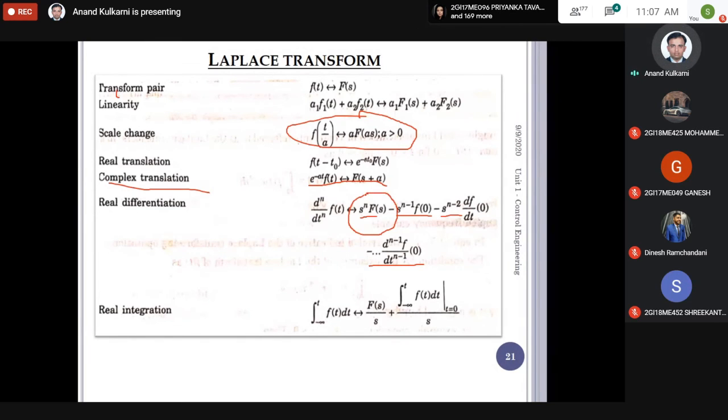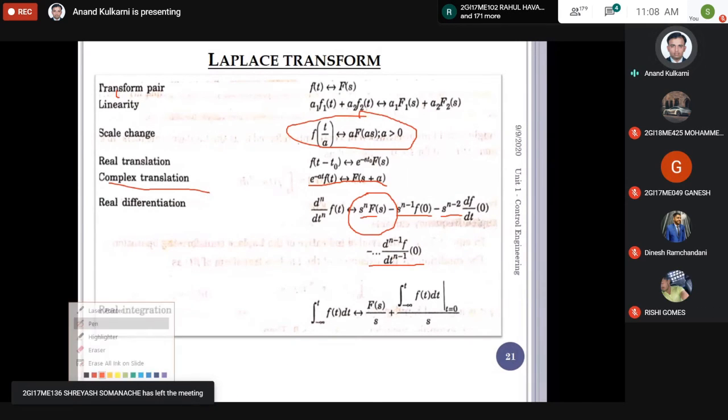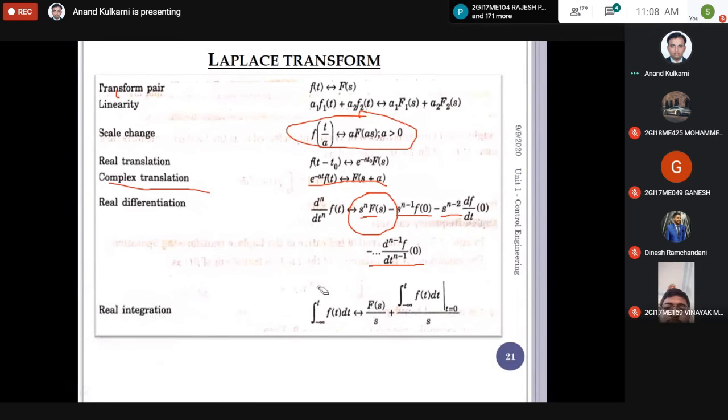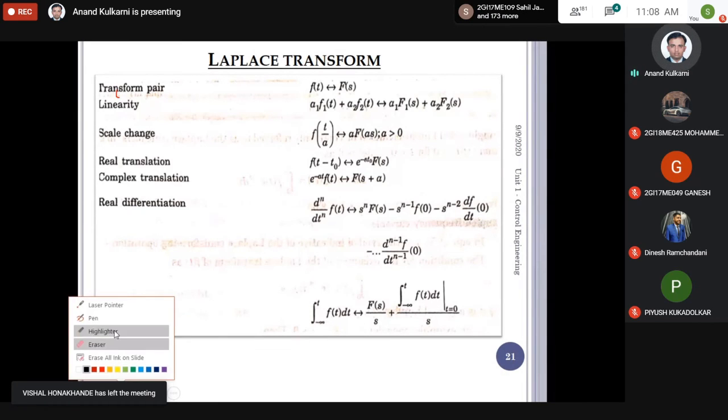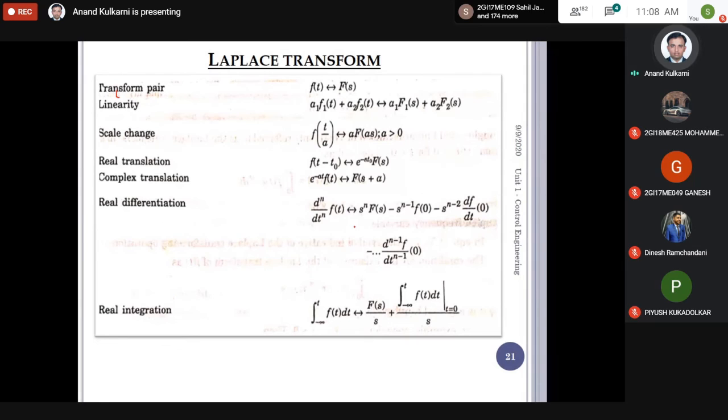Because if you see the definition of a transfer function in the previous class, we have seen that initial conditions have to be assumed 0. So there is no need of considering those initial conditions as far as control engineering is concerned. In actual mathematics, yes, those initial conditions will definitely come. But in control engineering, as the initial conditions are assumed to be 0, the other factors will not come into the picture. So that means d to the power n by dt to the power n of f of t becomes s to the power n into F of s.